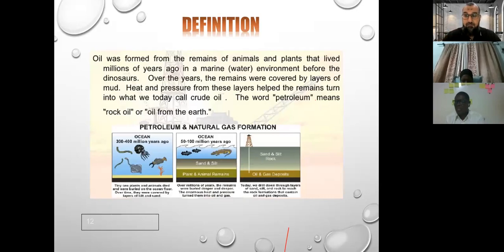And if you imagine the high pressure from the earth and the layers of the earth on these bodies of the animals, it causes what? It causes reactions, and this kind of reaction produces oil, and that's why the word petroleum means rock oil. It is oil from earth.